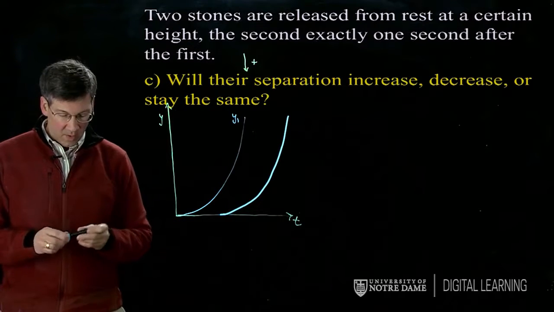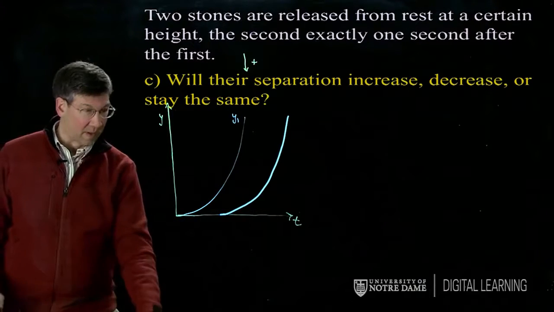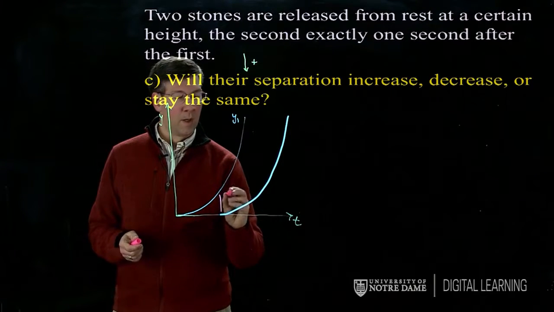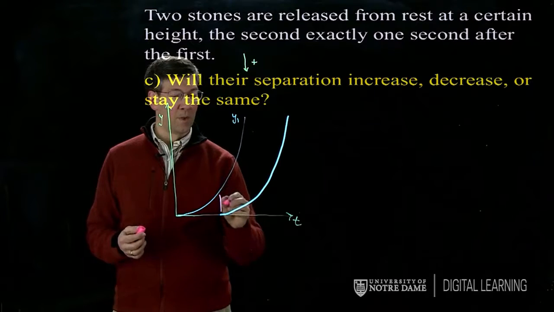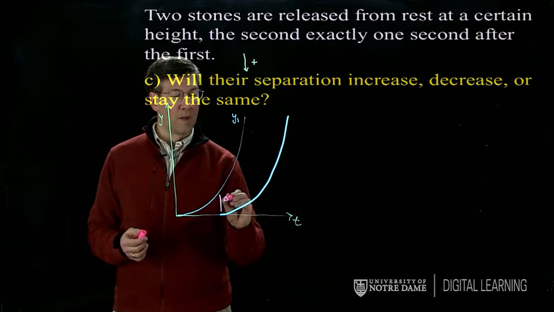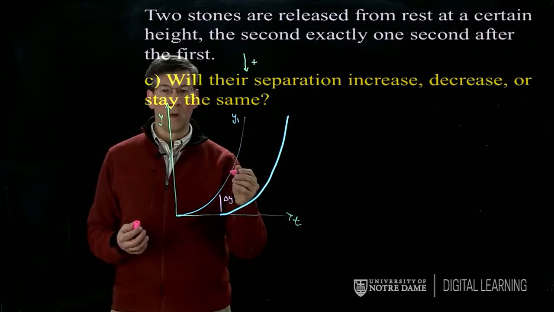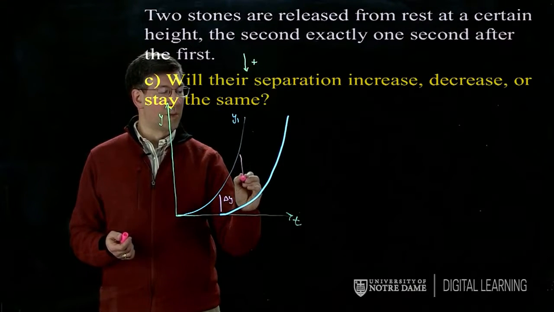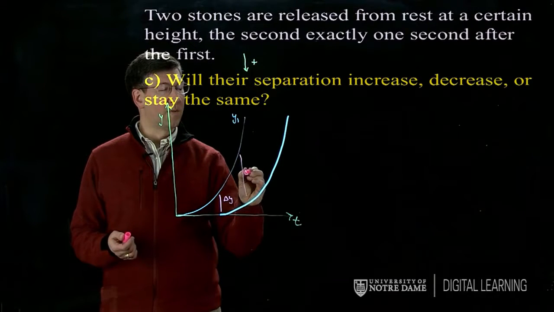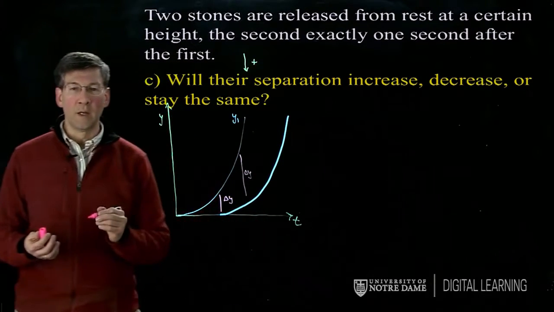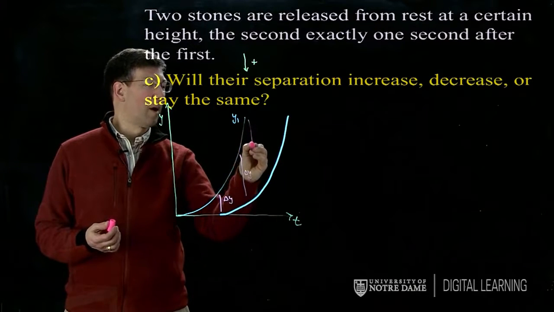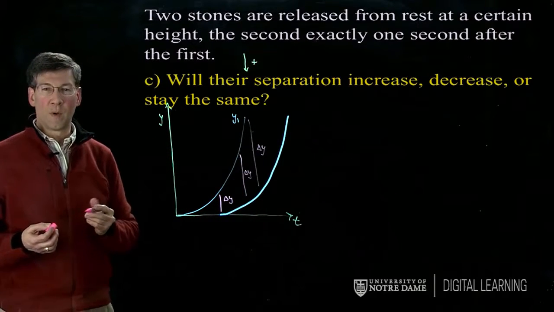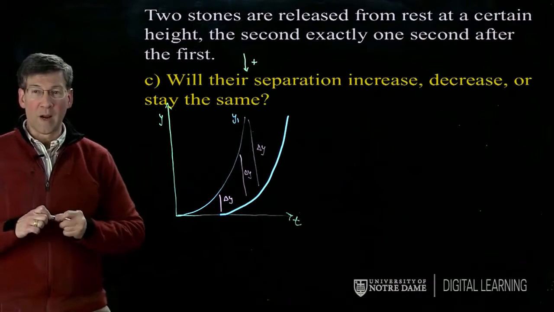And so as I look at the difference in these two positions as they go up, you can see that when stone 2 starts moving, stone 1 has already traveled some distance. Stone 1 is always moving faster than stone 2 because it has a larger speed. And so this difference in their positions increases with time. You can see it's growing very large as I try to draw the separation between these two as it moves along. So the separation increases dramatically with time.